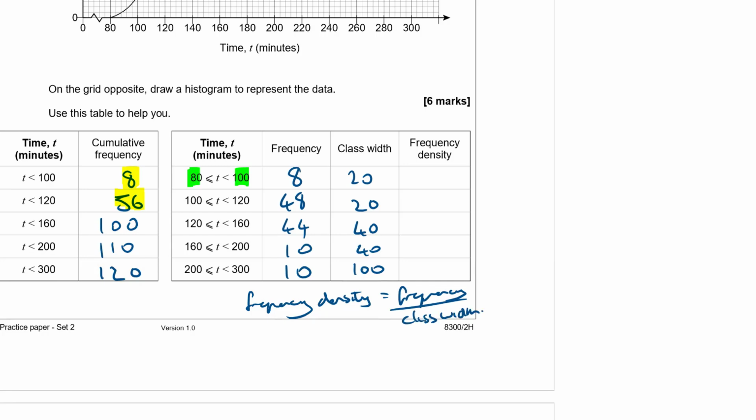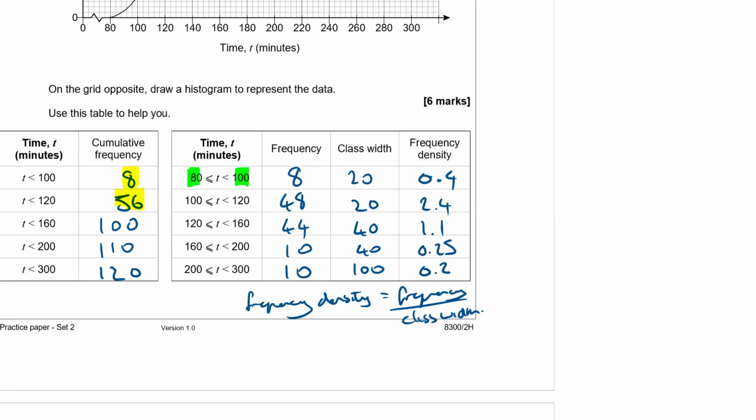So basically I have to divide my first column by my second one, and that would be my frequency density. So 8 divided by 20 is 0.4. 48 divided by 20, 2.4. 44 divided by 40, 1.1. 10 divided by 40 is 0.25.